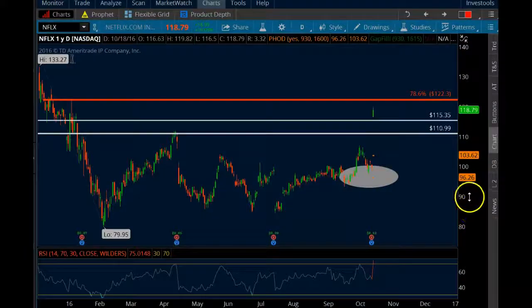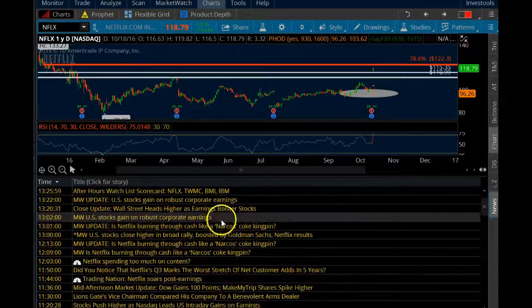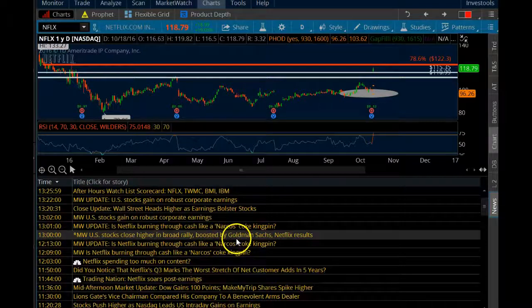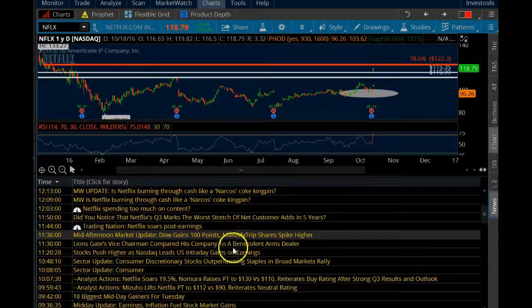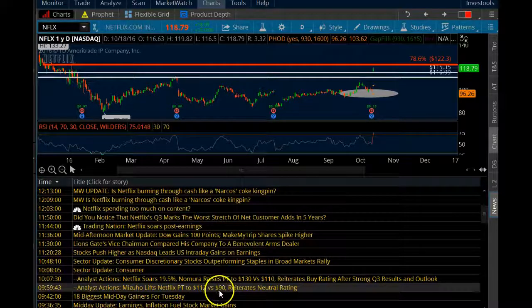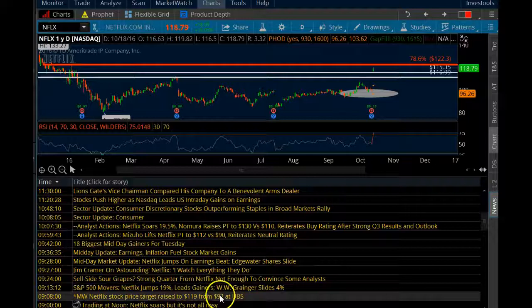What happened today is you had all these upgrades. So after the stock's up 20%, I'm going to scroll down and show you these upgrades that came through. Goldman Sachs is up today. Nomura came out and said they give it a 130 price target rating. This company here raised it to 112. If I scroll down some more, UBS raised the price to 119 to 92.